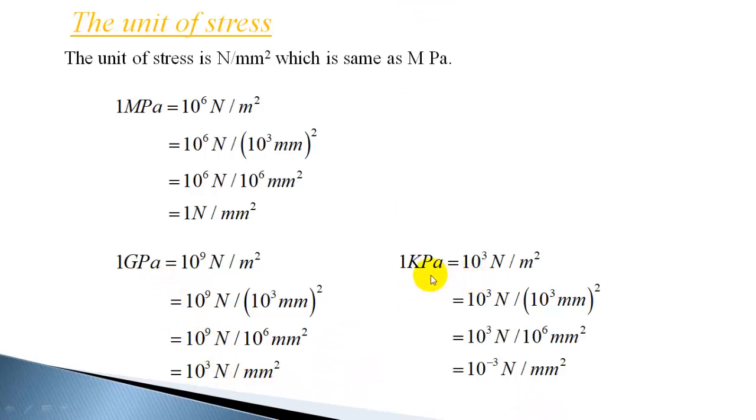Now, similarly, you can also express 1 kilopascal. Kilo is 10 raised to 3. So finally you get 10 raised to 3 by 10 raised to 6, which is 10 raised to minus 3 Newton per mm square. So kilopascal is a small unit compared to a megapascal. Gigapascal is 10 raised to 3 Newton per mm square, and kilopascal is 10 raised to minus 3 Newton per mm square, whereas megapascal is Newton per mm square itself. So alternately you can use Newton per mm square and megapascal interchangeably.